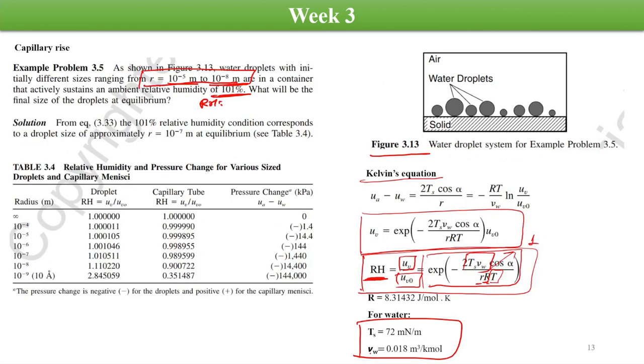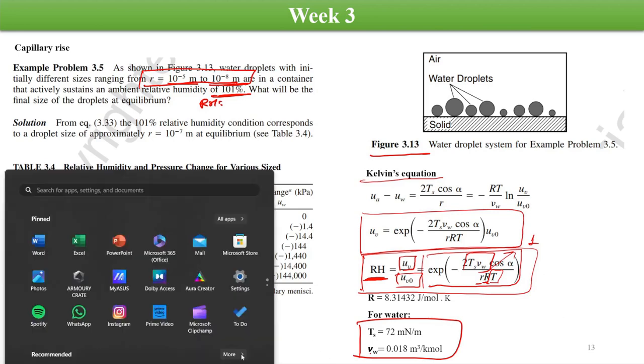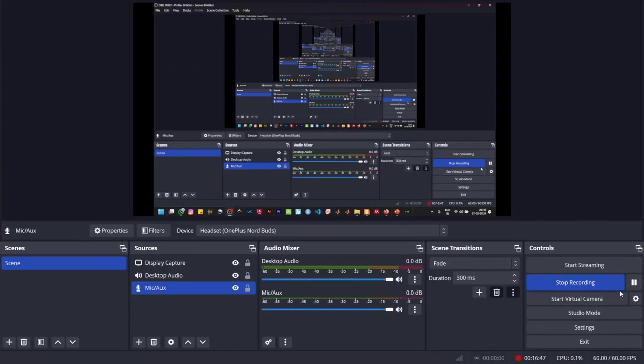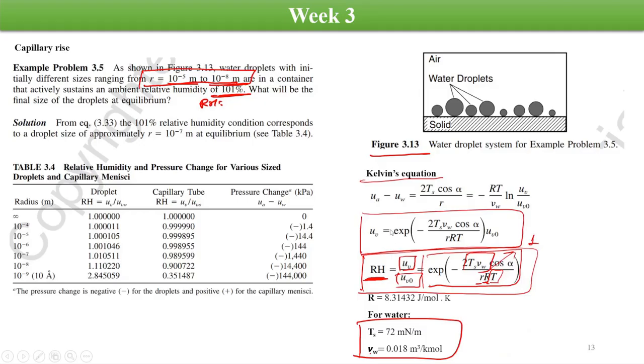Okay, so if we solve this question, in this problem I think the temperature value is the one which is not known.